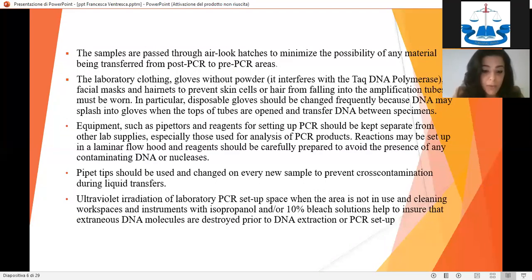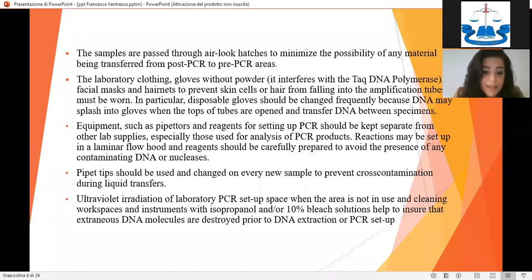These are other practices. Actually, the samples are passed through small boxes that are present in the labs in order to minimize the possibility of any material being transferred from post-PCR to pre-PCR areas, because we have said that the direction is just one, from pre-PCR to post-PCR and not the contrary.